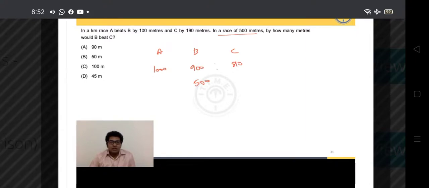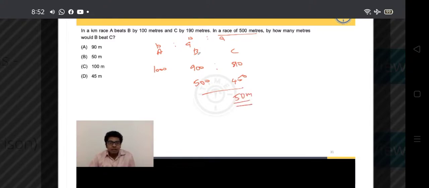This is in the ratio 10 is to 9. So A and B in the ratio 10 is to 9. B and C is also in the ratio 10 is to 9. So when he has traveled 500, he should have traveled 450. So in a 500-meter race, B would have beaten C by 50 meters. Understood? I repeat.